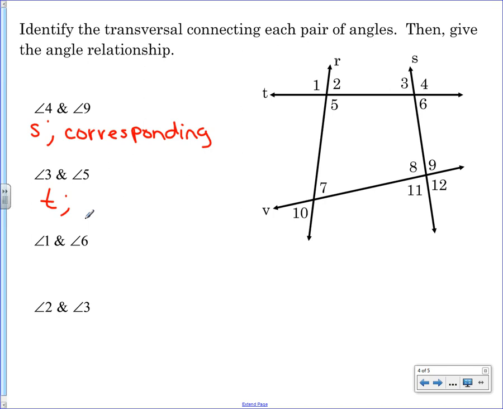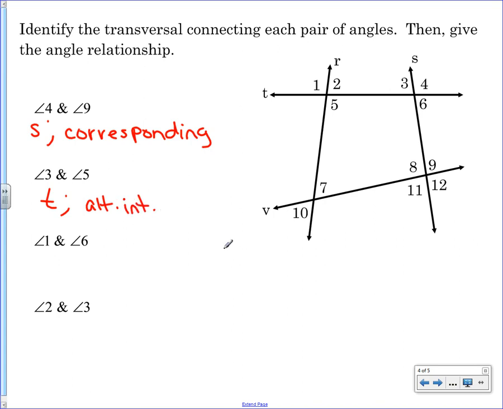Alternate interior? Yeah, right? They're on the interior, if you look. They're on the inside of these two, right? And they're on alternating sides. So that's alternate interior. Do you guys see that now? Okay. And you can shorten these if you'd like to. I can tell what you mean. Alternate interior, like that would be fine.